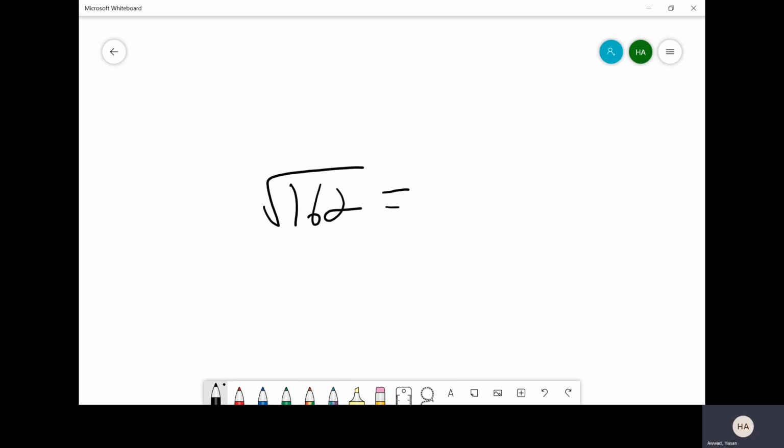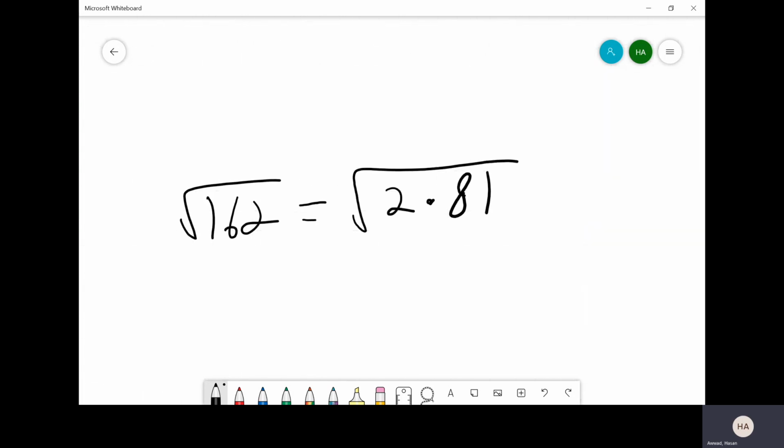So what we can do is we can break 162 up into its factors. So we say, okay, well, 162 is an even number, which means that we can pull 2 out of it, right? So we say, okay, square root of 2 times, and what number times 2 is 162? Well, 81. And you say, oh, well, that's wonderful. 81 is a perfect square, right? 81 is 9 times 9, right? So that's exactly what we're looking for.